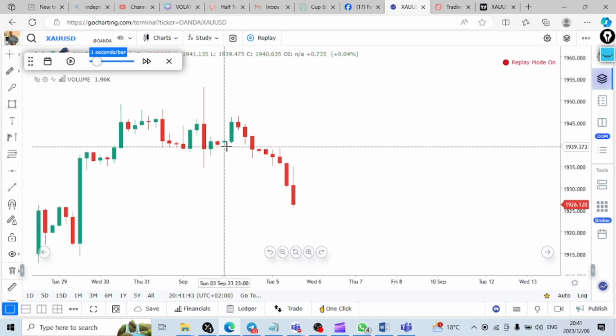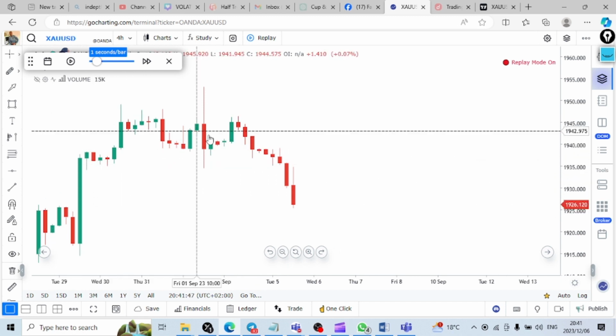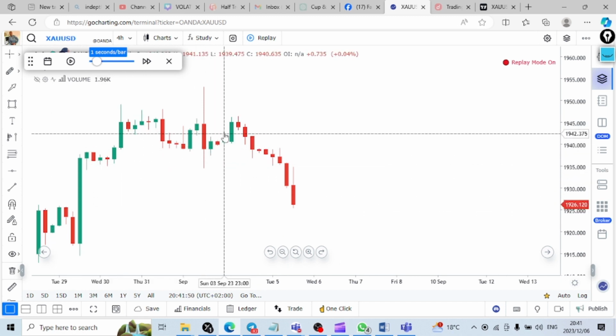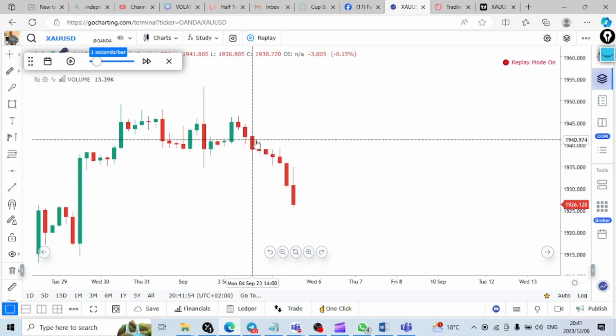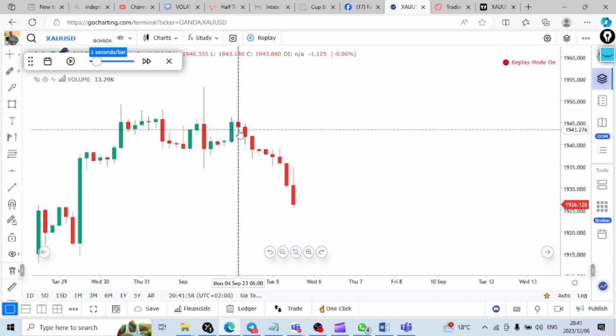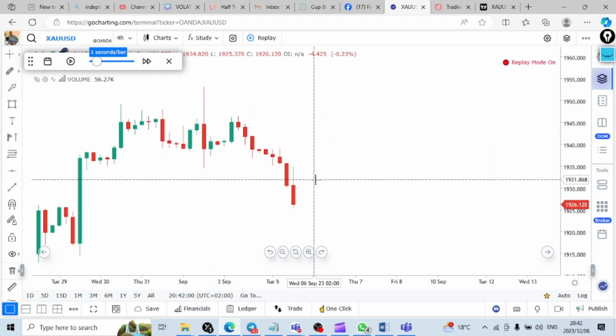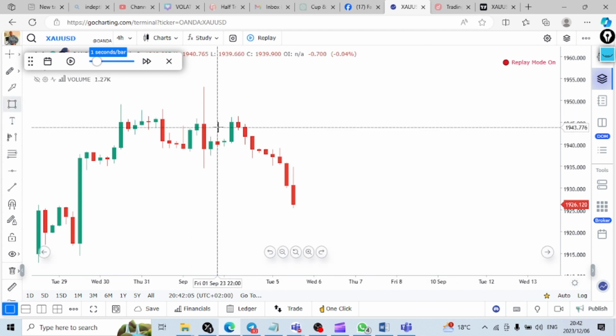So you mark the last bullish candle, or here on my chart I'm using red and green candles. The green candles are representing the bullish candles, and the red candles are representing the bearish candles. So the last bullish candle before the price starts to move downwards is our order block.